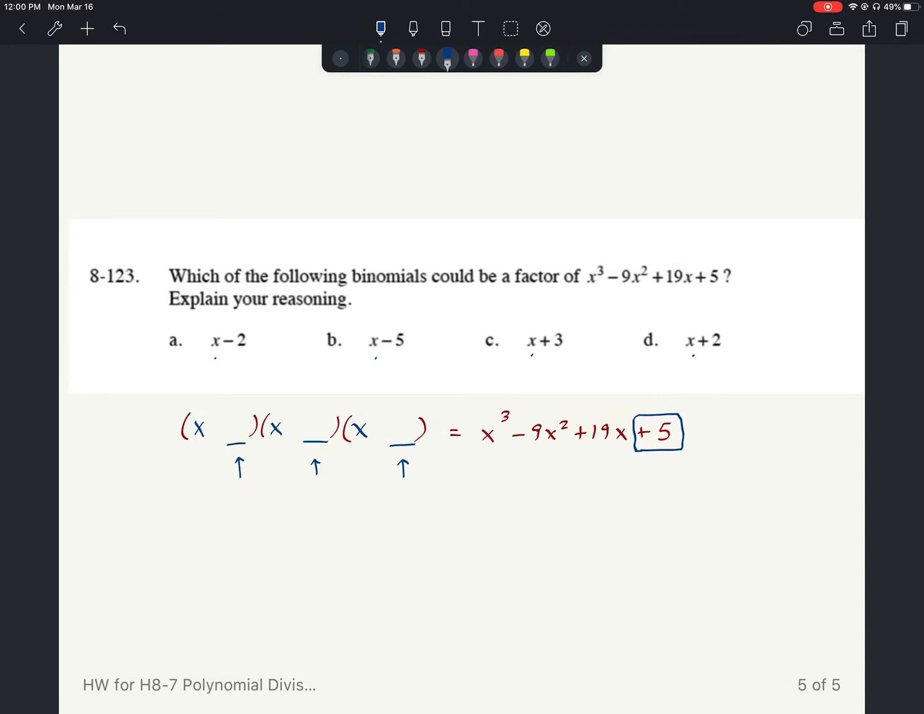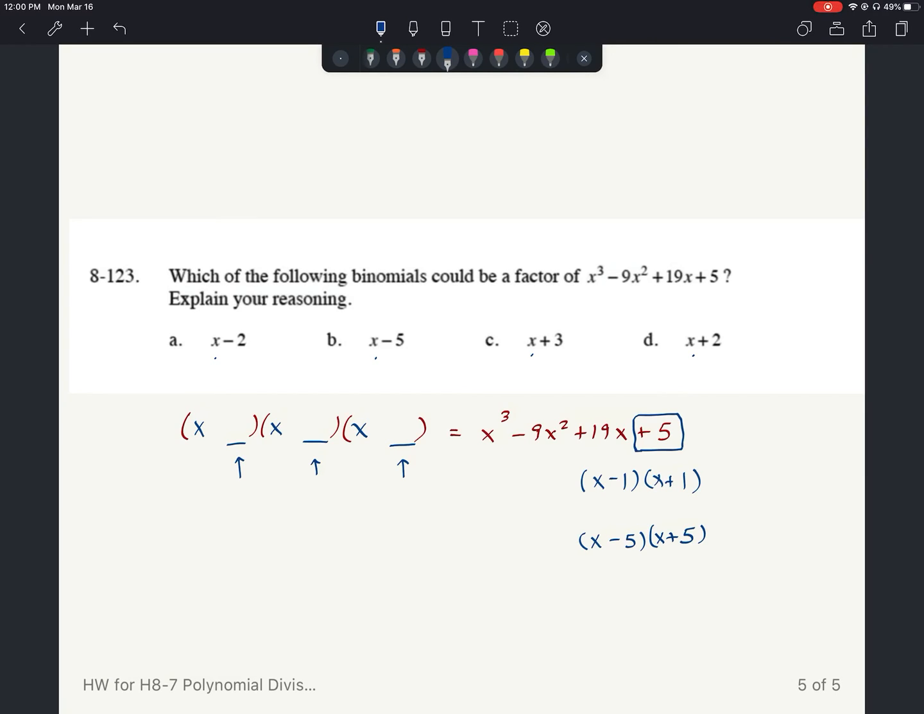So if you think about your factors of 5, we could have a negative 1, a positive 1, a negative 5, and a positive 5 that we were multiplying. So that means we could only have an x minus 1, an x plus 1, an x minus 5, and an x plus 5 as possible factors.